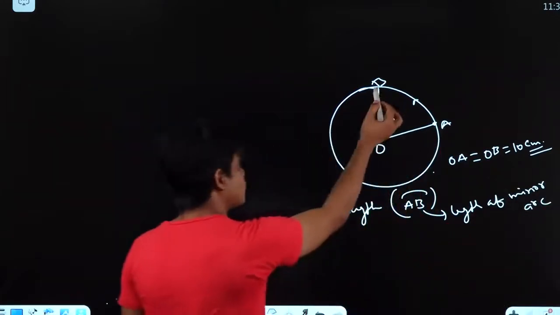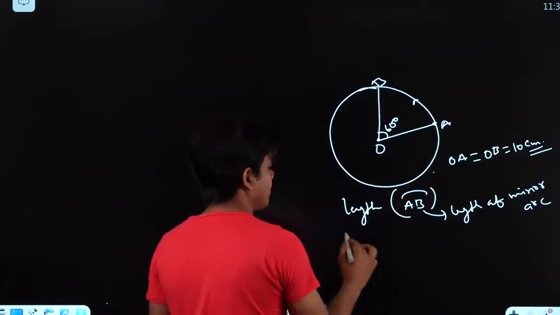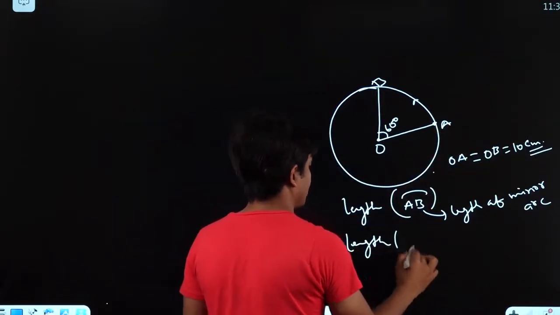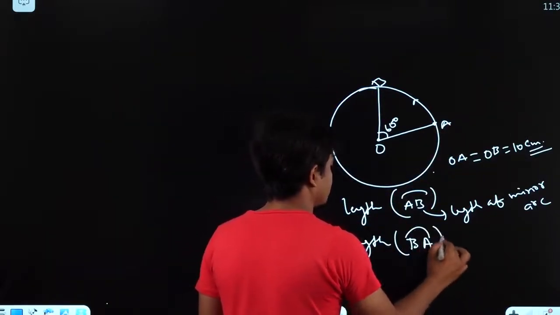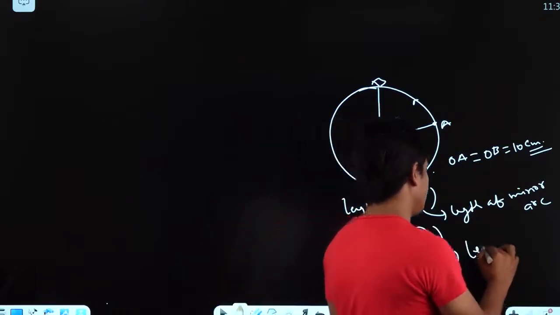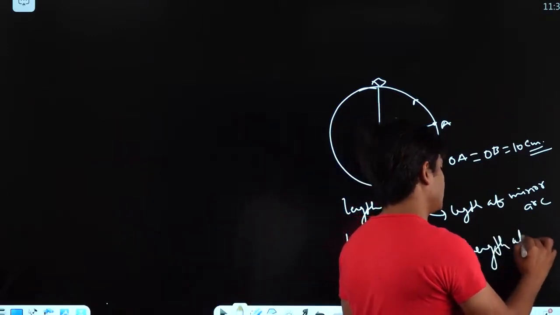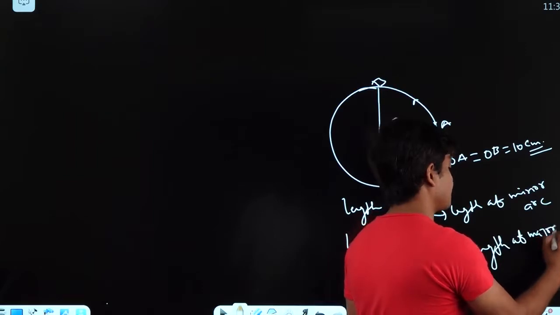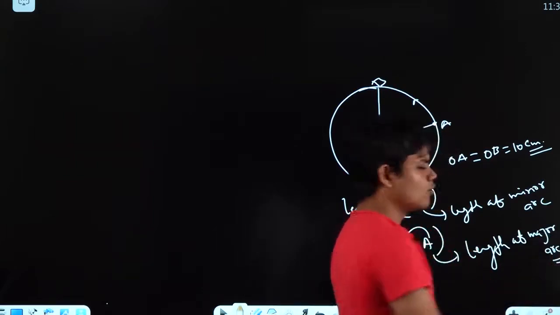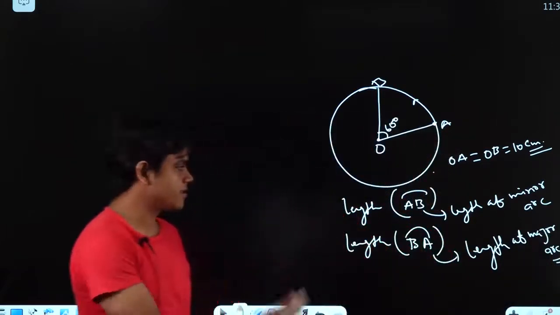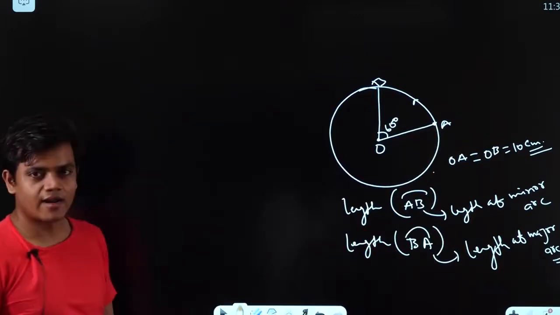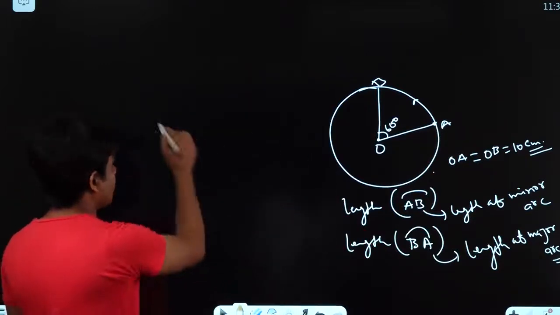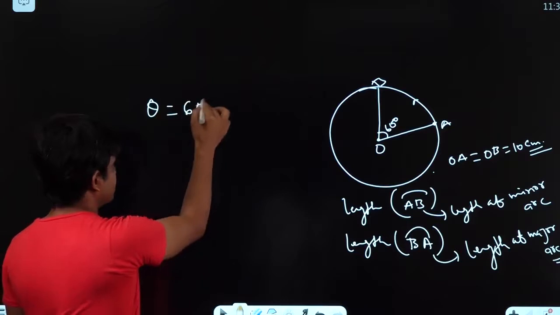Okay, and if we talk about B to A, the length of B to A, so this will be what? Length of the major arc. Okay, so how shall we get the length of the minor arc and the length of the major arc? So first of all, what theta is, certainly it is 60 degree.